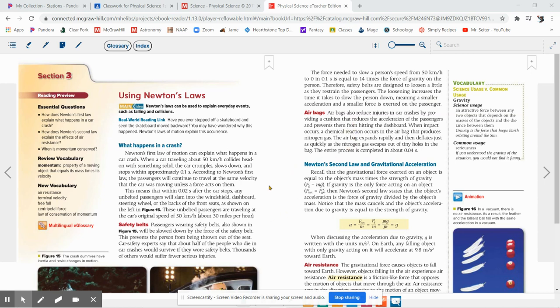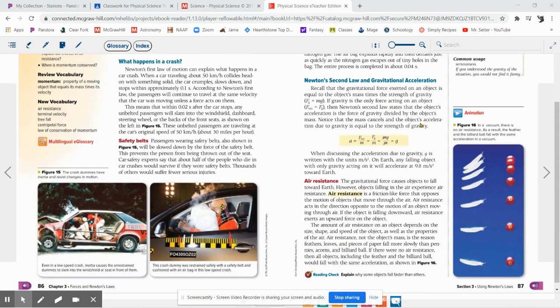Airbags can also help to slow you down. Even when your seatbelt's on, if you have an airbag, that will help to slow your body down and extend the time it takes to stop. All right.